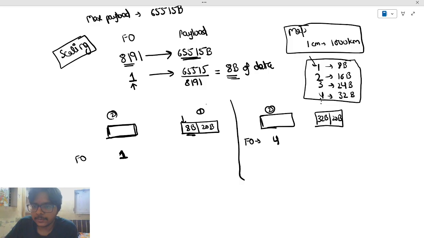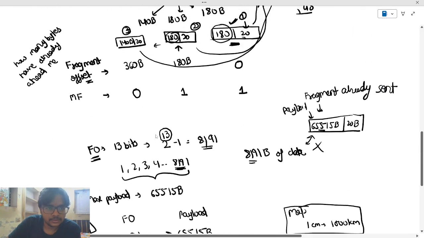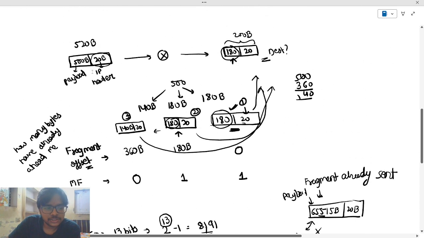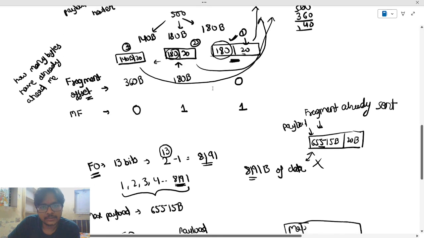Whatever you are mentioning doesn't mean that 1 byte of data has been sent. No, 2 doesn't mean 2 bytes of data has been sent. 2 means 16 bytes of data has been sent. Okay, so now let's come back to our original problem, in which the sender has 520 bytes of MTU and the receiver has only 200 bytes.